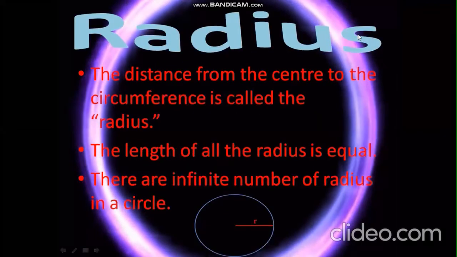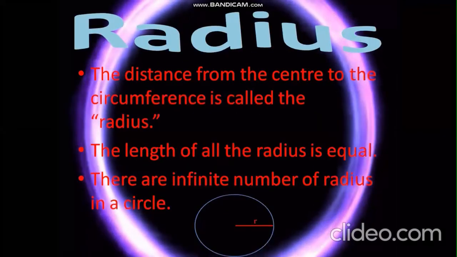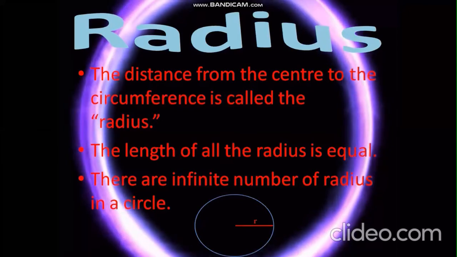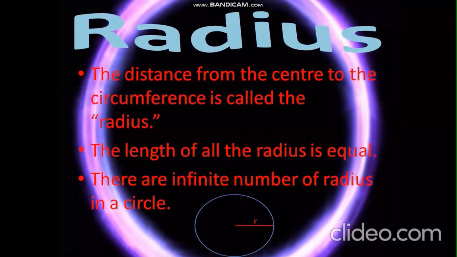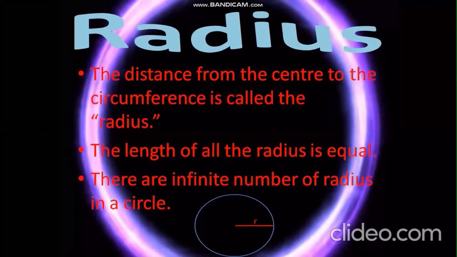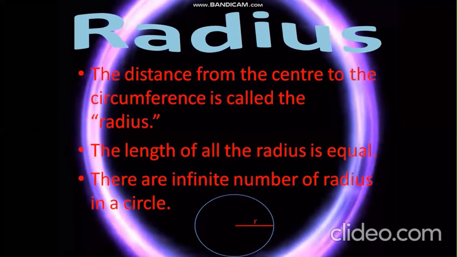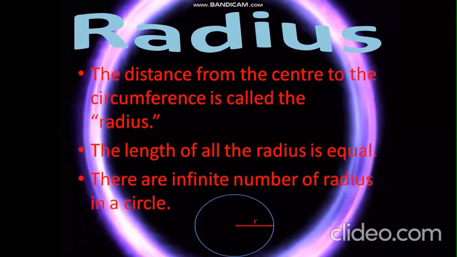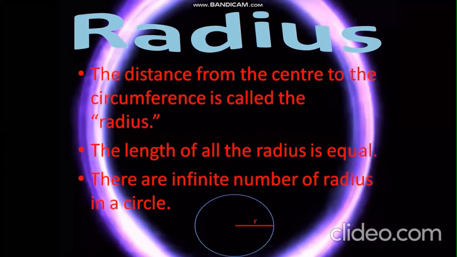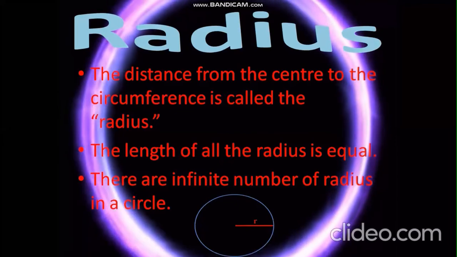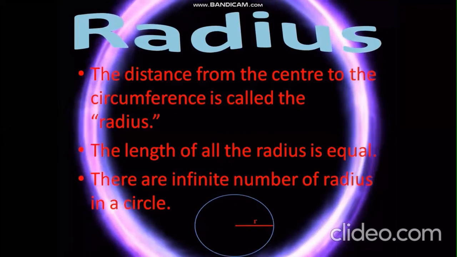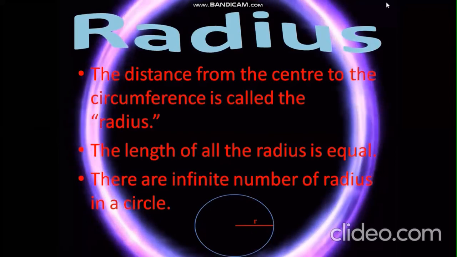The next is radius. The distance from the center to the circumference is called the radius. The length of the radius is equal. So there is a center point, and if we draw any line from it to the circumference, that is called a radius. All the radii of the circle are equal, and there are infinitely many radii in a circle. We couldn't count them at all.